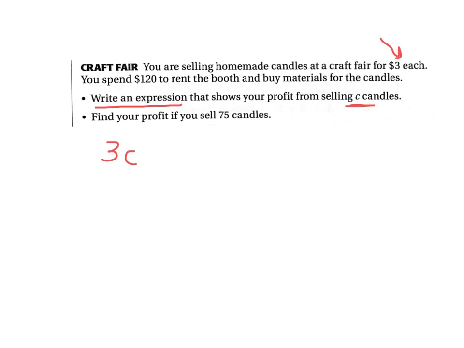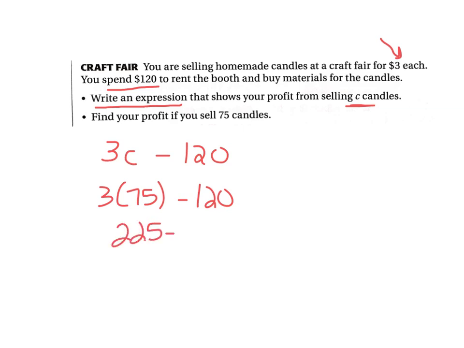But it also says show your profit. We had to spend $120 just to rent the booth. So that's going to cost us minus $120 from whatever we sell to get our profit. So the expression is 3C minus 120. It says find the profit if you sell 75. I'm just going to substitute 75 in for the C. Everybody knows 3 times 75 is 225, minus the 120. And when you subtract that, you would end up with 105. So your net profit is going to be $105 after you sell 75 candles and subtract out your booth fee.